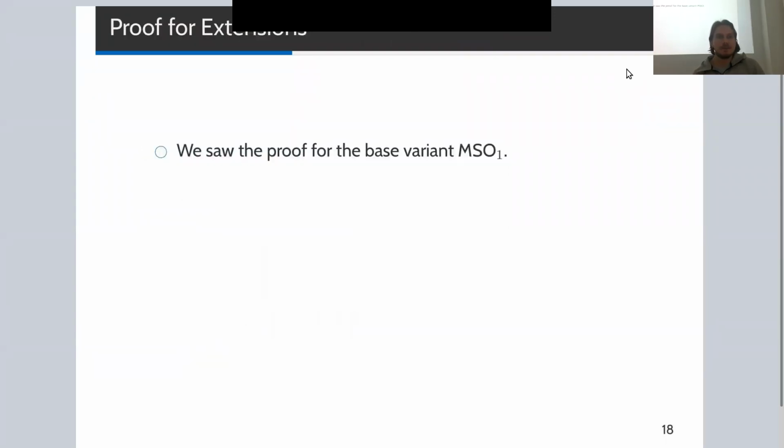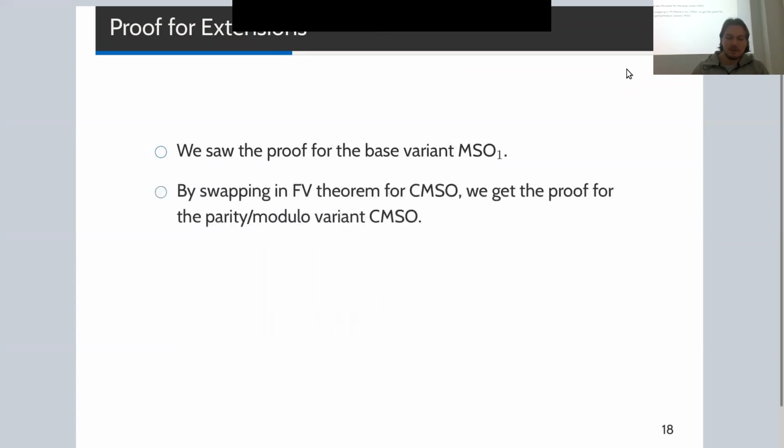Okay, to wrap up this proof, I wanted to mention briefly that what we just did works for the base variant, deciding whether a formula of MSO1 is true. We saw already how to lift it to MSO2, but there's also a Feferman-Vaught theorem for CMSO, this logic with the parity operations. So if you plug in the different Feferman-Vaught theorem, then the proof goes through exactly like that, and you get Courcelle's theorem for the richer logic.